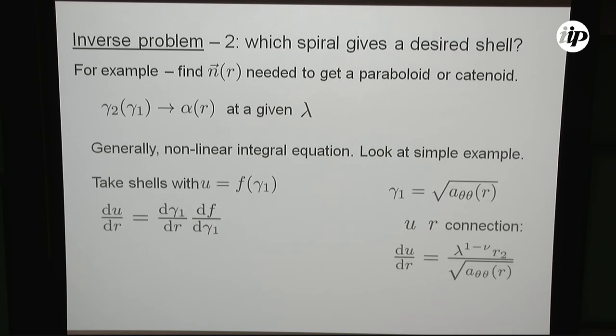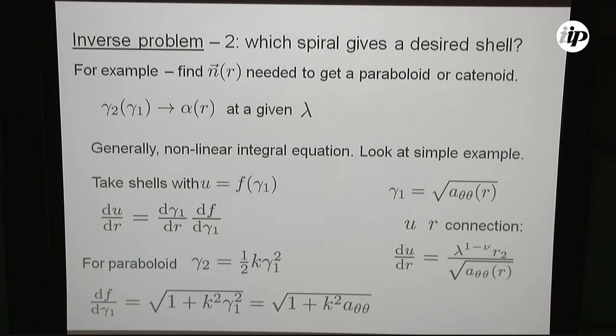But let me look at shells, for instance, trivial shells, which can be written u is some function of gamma 1. An example of that's paraboloid, for instance. So I can take du by dr, which is d gamma 1 by dr, df by d gamma 1. Now, I know what this is. That's that connection here. And I know what the connection between du by dr from my thinking about the proto-radii. So I know everything about this equation.